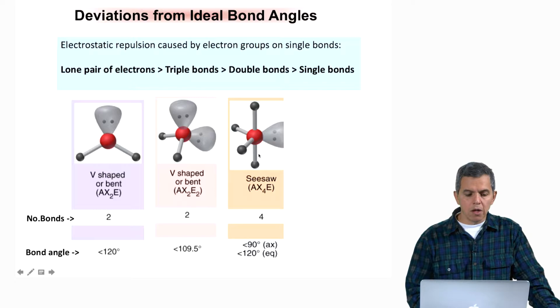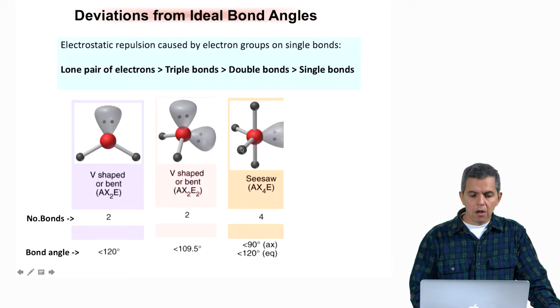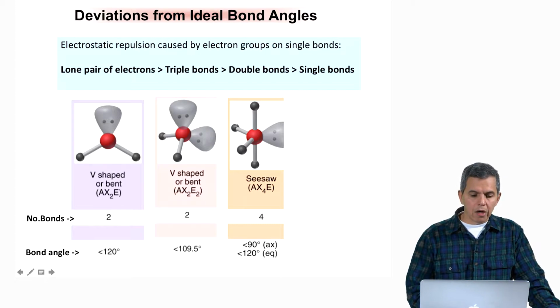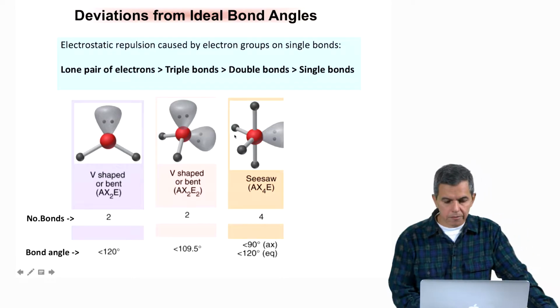The angles between those atoms bonded on the axial direction, following the cursor here, are going to be less than 90 degrees with respect to the other angles of the bonds on the equatorial position. And the angles that are on the equatorial position are going to be less than 120 degrees between the two atoms that are being indicated by the cursor, because again of the repulsion of the lone pair of electrons.